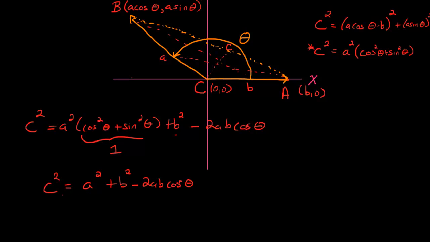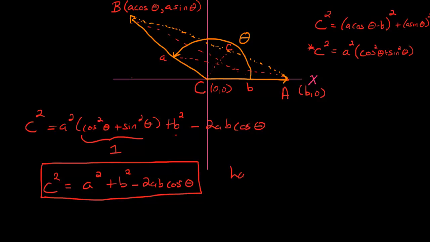And this is how we determine the hypotenuse given that we have some angle theta and the lengths of the legs a and b. And this is the law of cosines.